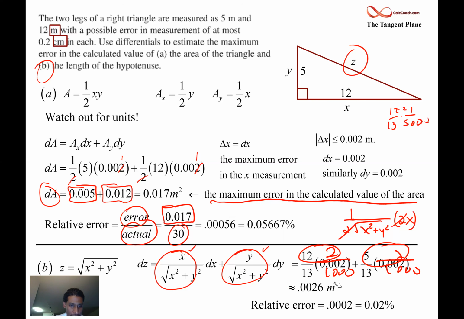Now, what is that in a relative sense? The z value is equal to 13. And relative to 13, this error here is less than 1%. It's less than 1/10 of a percent. It's 1/50th of a percent off.